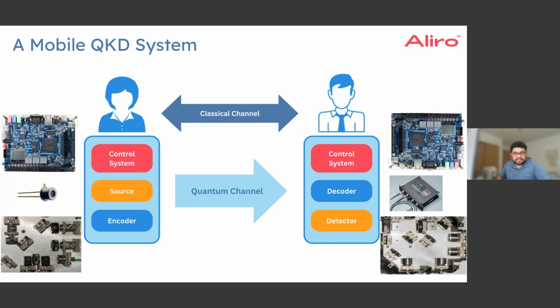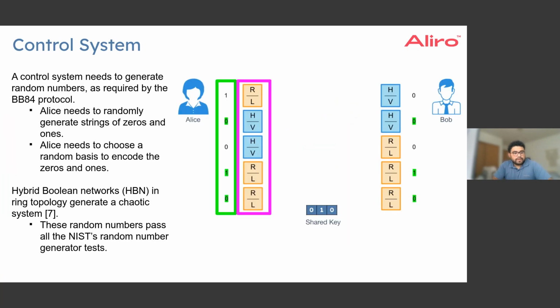And so in the next slides, I'll be talking about what each of these components is meant to do in more detail, and how we put all of them together to build our QKD system. So as I mentioned before, in the BB84 protocol, Alice needs to randomly generate strings of ones and zeros that she's going to send to Bob. And she also needs to randomly choose a basis in which to encode that information. To do this, Alice needs a true random source. And it turns out that the FPGA can generate true random numbers on demand using a technique called hybrid Boolean networks.